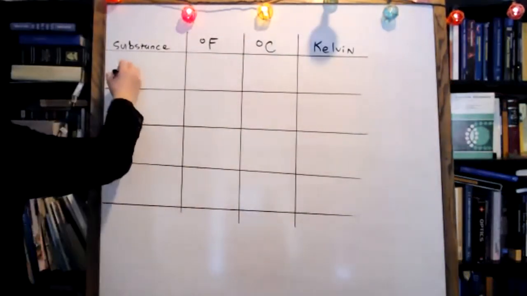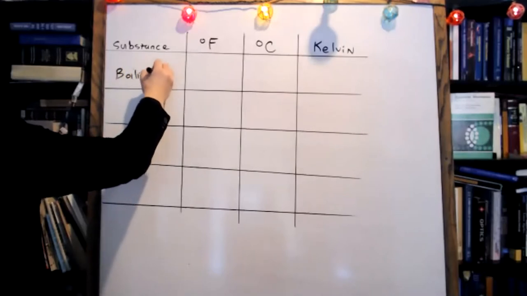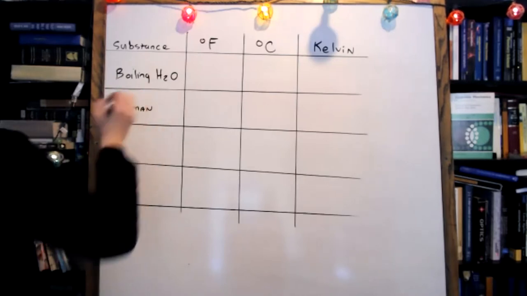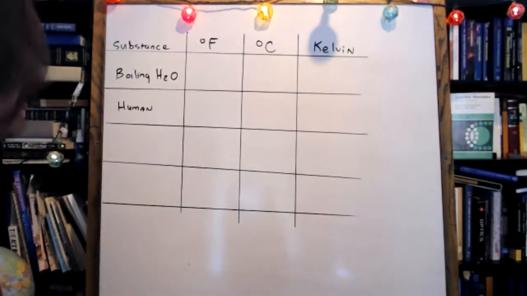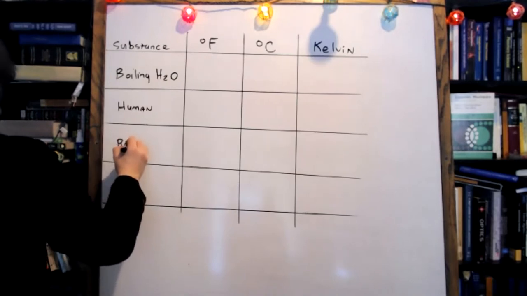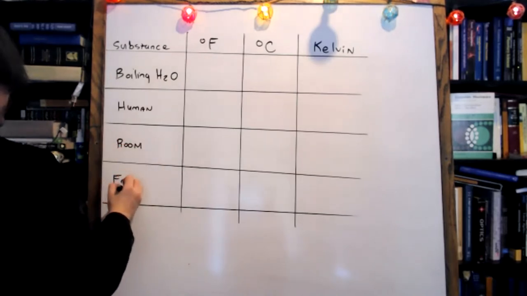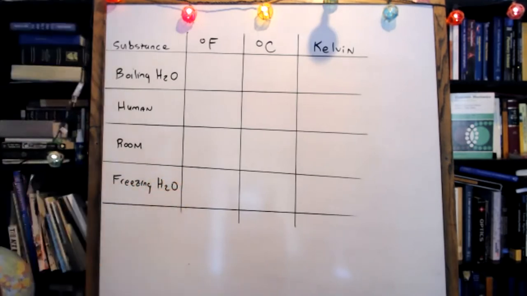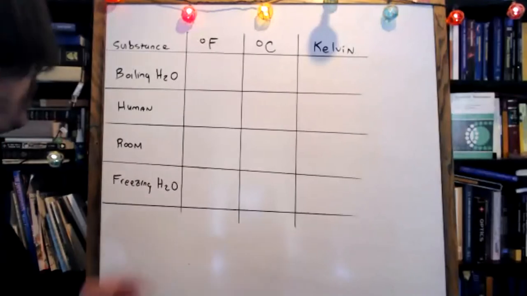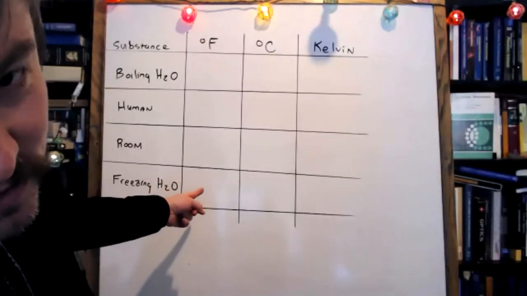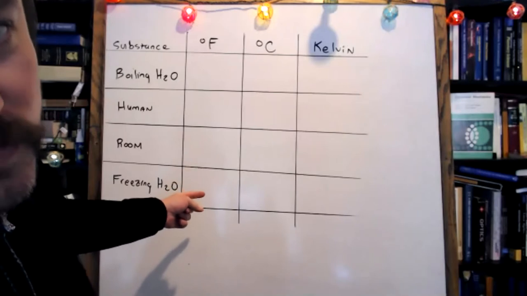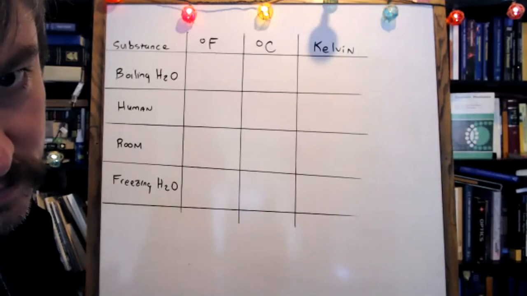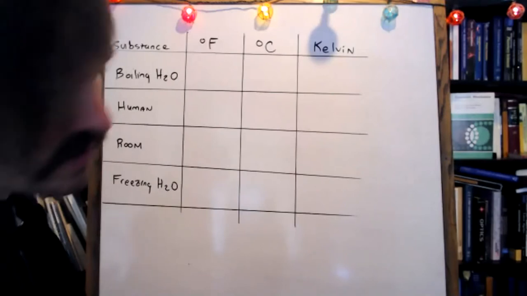So let's do boiling water. Let's do a typical human body, the internal temperature of a human body. We will do room temperature. And we'll do freezing temperature of water. I'm pretty sure everyone in this class knows the temperature in Fahrenheit at which water freezes, right? Shout at me, what is it? 32. 32 degrees.